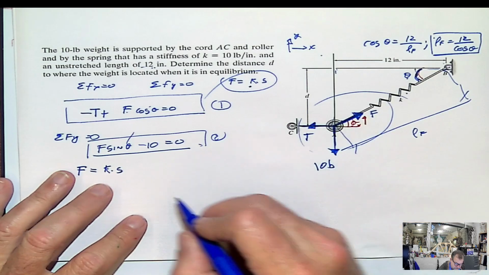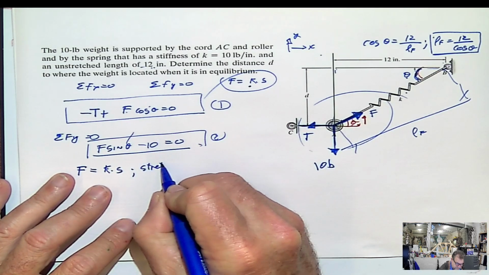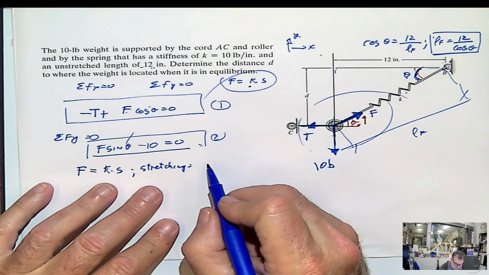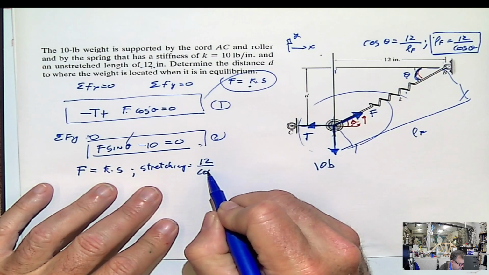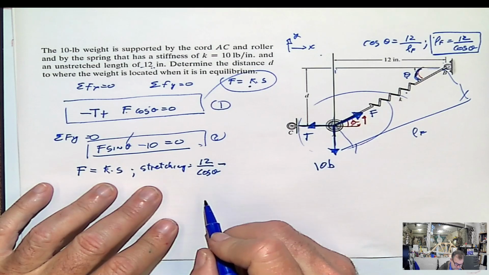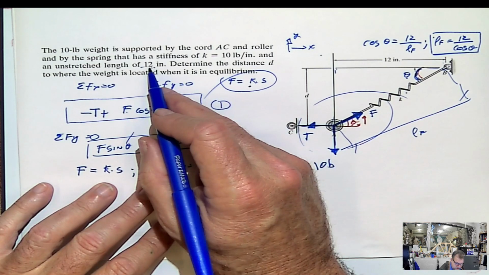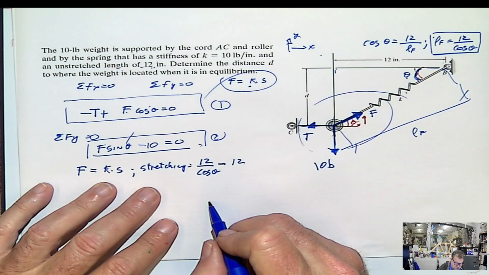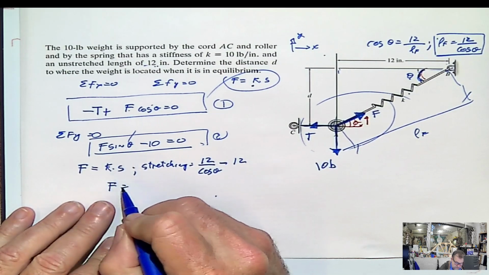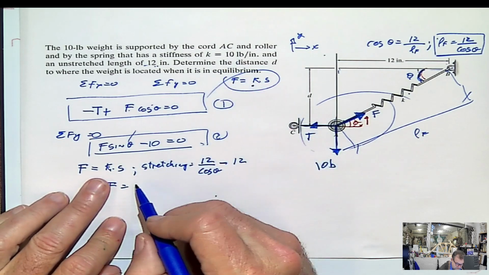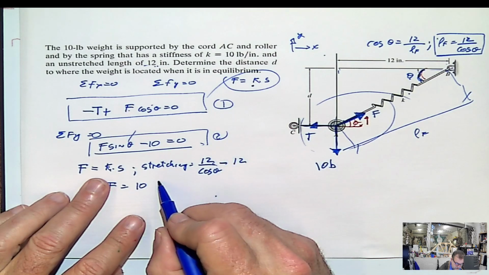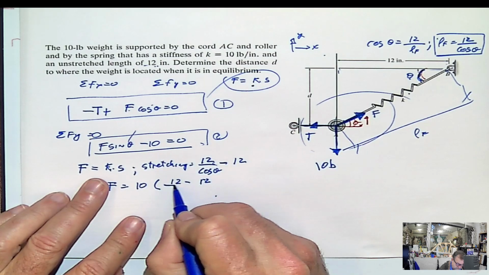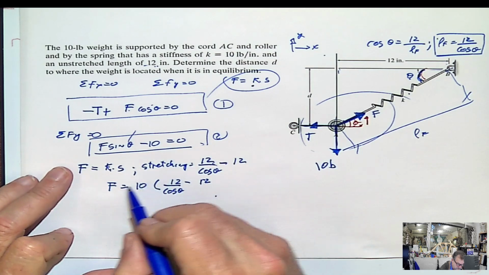So the stretching will be the final length, 12 divided by cosine theta, minus the original length, which is 12. That will be the stretching. That means that the force can be the constant 10 multiplied by the stretching, which is 12 divided by cosine theta minus 12. That will be my force.